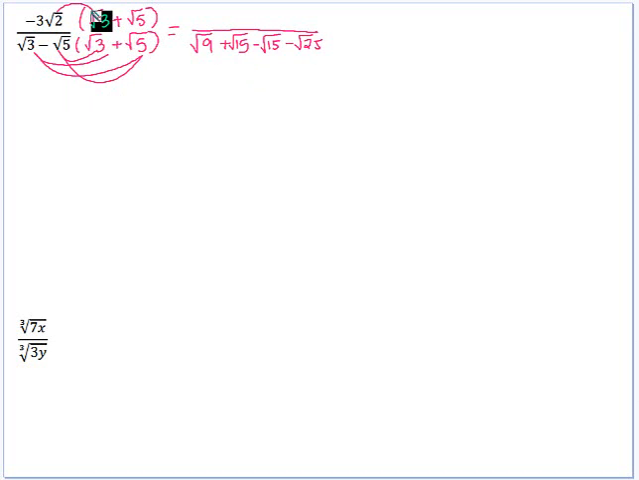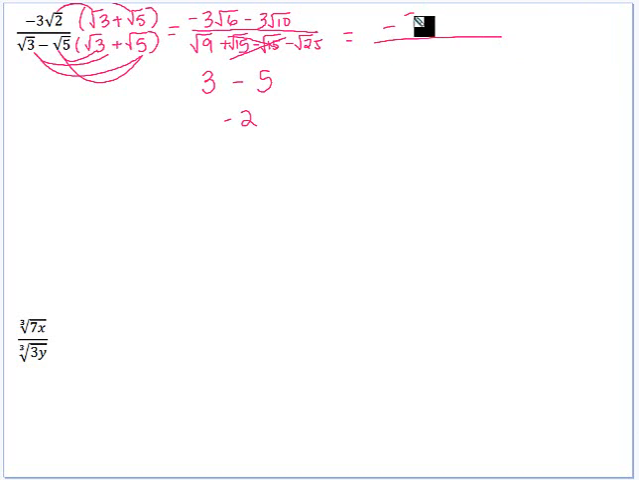Numerator, we just have to distribute. So negative 3 square root of 2 times the square root of 3 is negative 3 square root of 6. Negative 3 square root of 2 times the square root of 5 is negative 3 square root of 10. We can simplify our denominator still. Square root of 15 cancel. Square root of 9 is 3. Square root of 25 is 5. 3 minus 5 is negative 2.